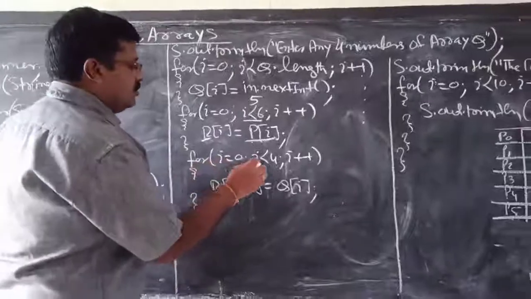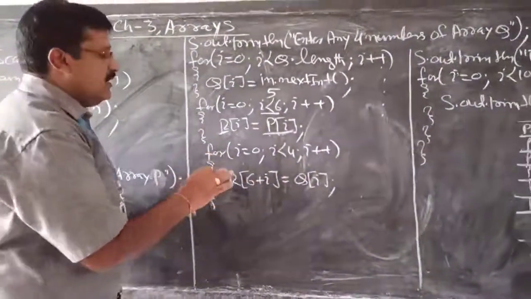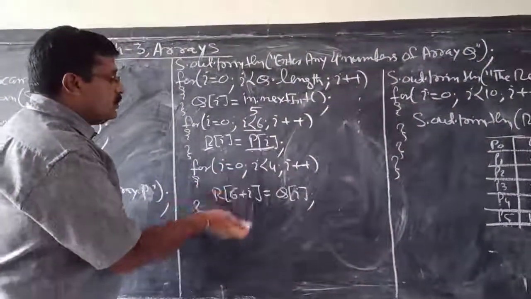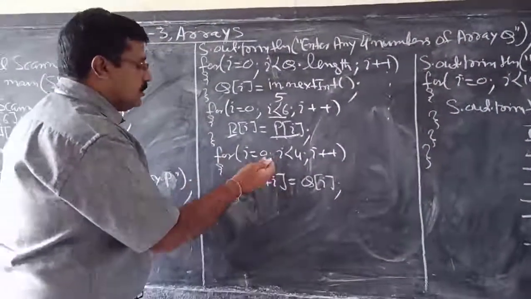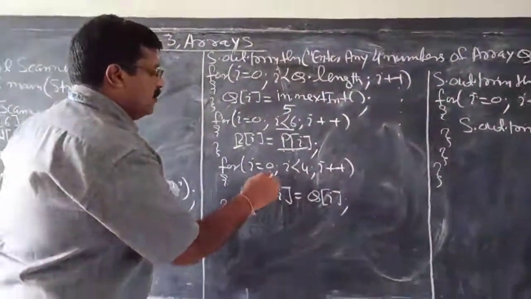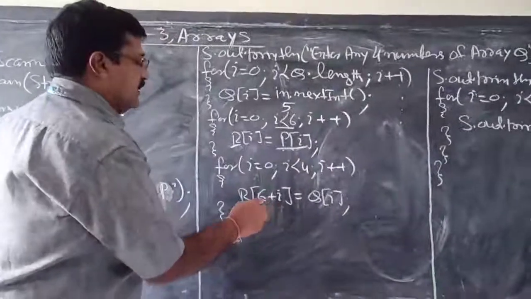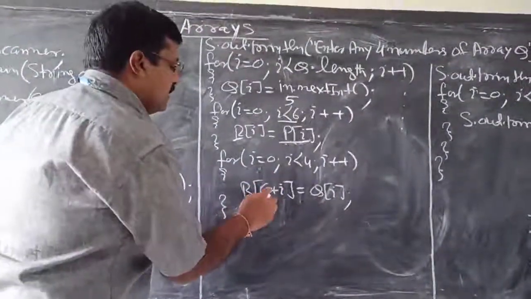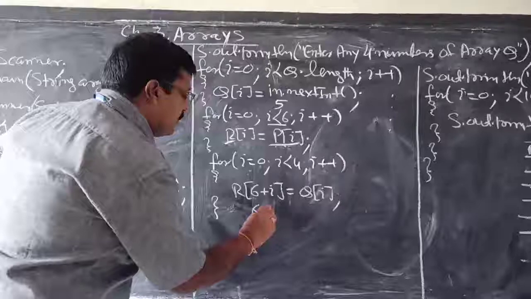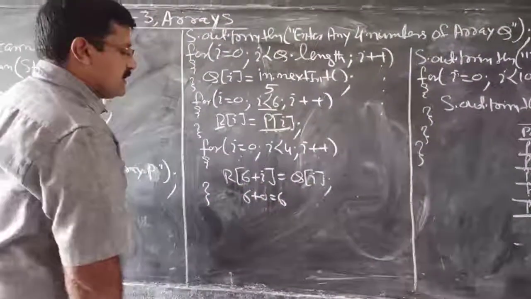Now for i equal to 0, i less than 4, i plus plus. Now understand this part nicely. Now we are going to store all the elements of the Q array into the R array. We have developed a loop for i equal to 0, i less than 4, i plus plus. R[6 plus i]. Here i is 0, so 6 plus 0 equal to 6 only.